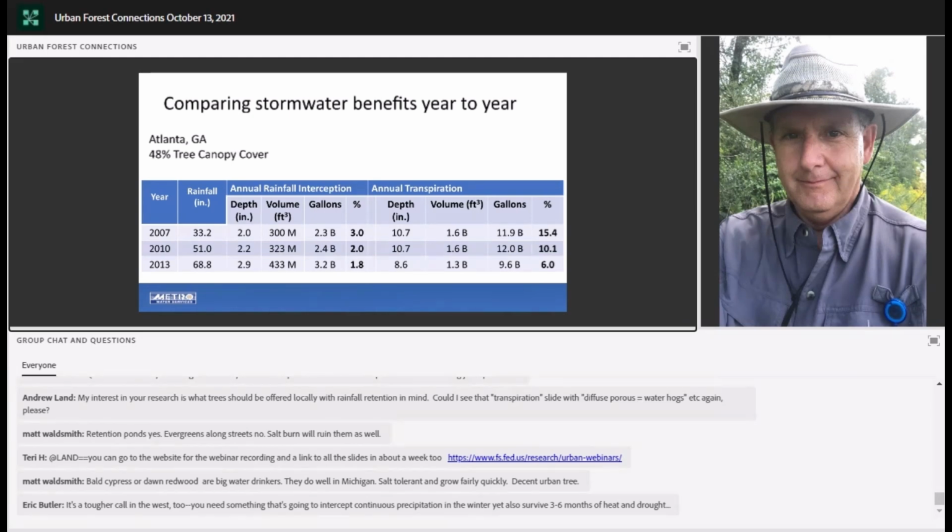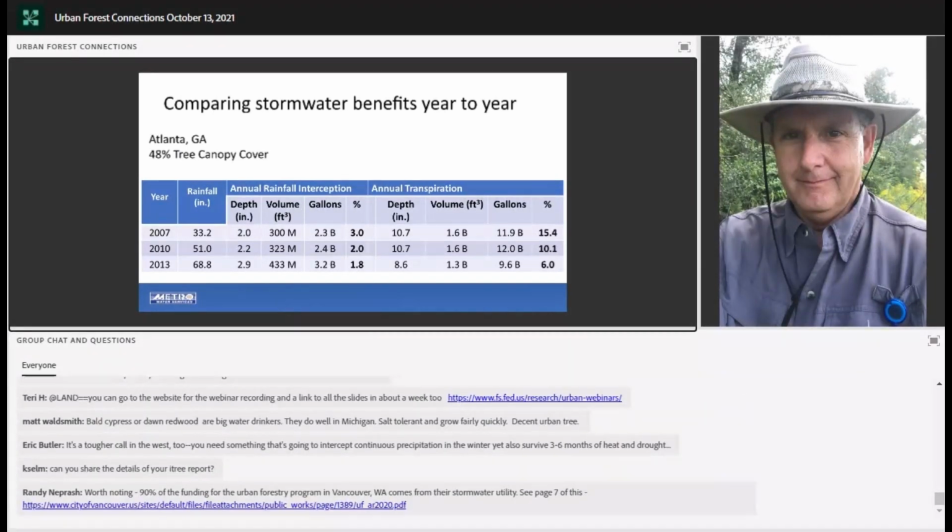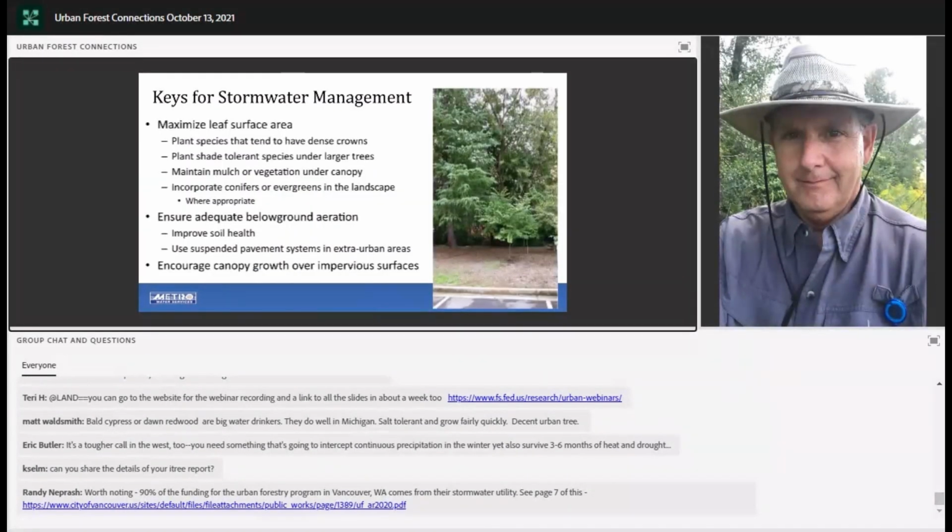So it's kind of nominal. If you're just using trees for volume reduction with their canopy cover, it's probably not the best strategy. But when you couple that with transpiration, we can increase water storage underground and reduce volume by another 6 to 15%. So when you couple these two together, we're looking at annual benefits of between 8 and 18% that our urban forest is providing for stormwater mitigation. I thought that was noteworthy.